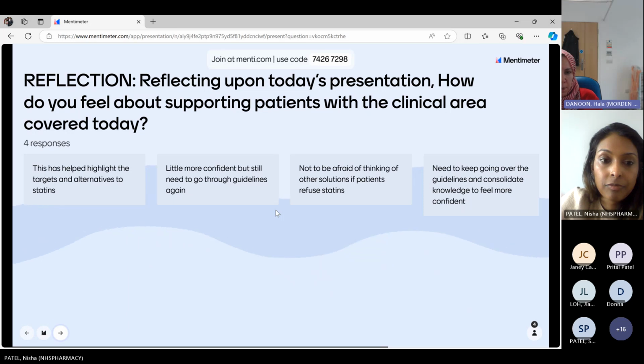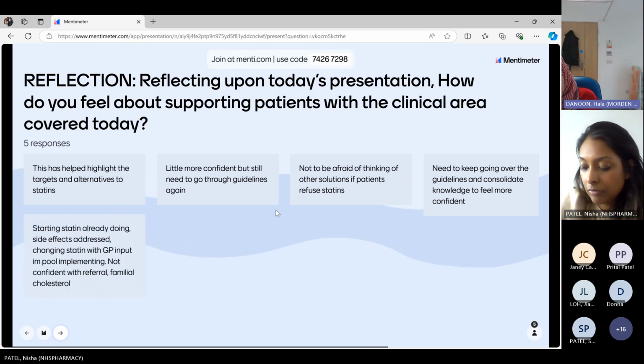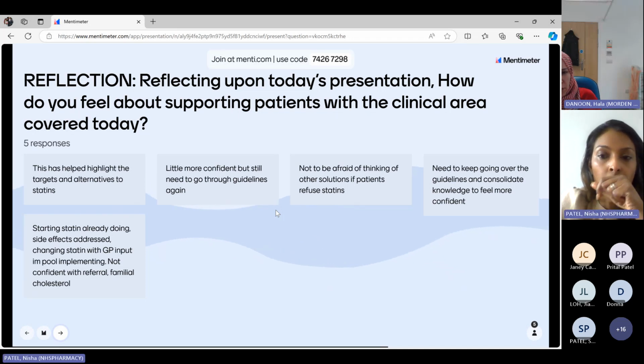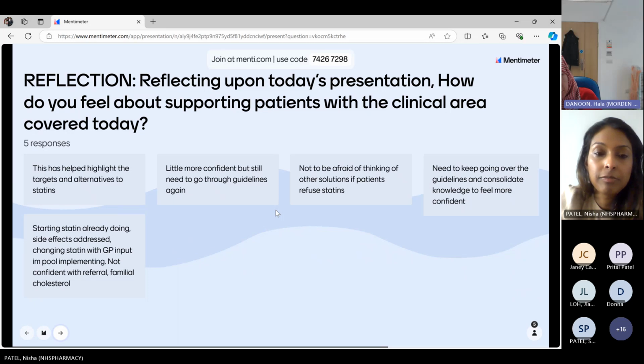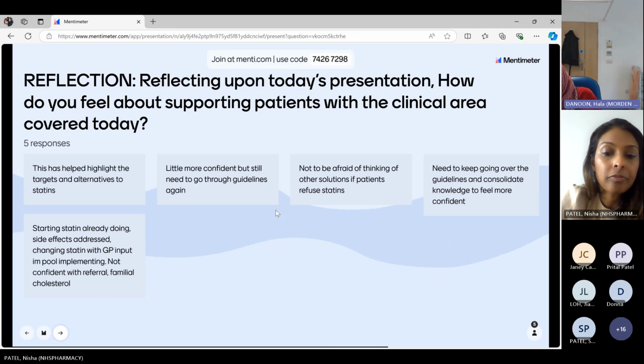Absolutely, do not be afraid of thinking of other solutions if patients refuse statins. Absolutely, because now there are other options that they can refer to a clinic. Need to keep going over the guidelines and consolidate knowledge to feel more confident. Absolutely, I think we do that day in and day out, even with the simplest thing. A little bit more confident, but still need to go through guidelines again. 100%. I think all of us need to go through the guidelines, and they are being updated quite regularly, and sometimes it's hard to keep up.